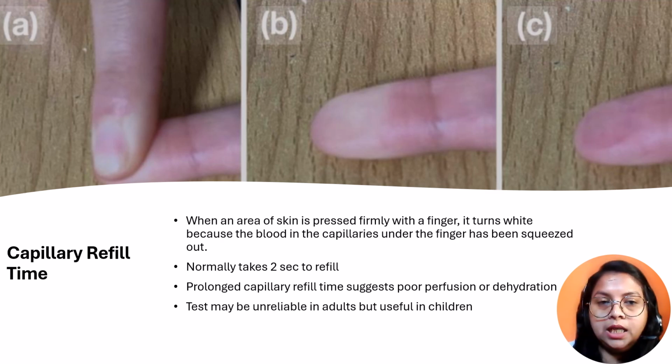Normally, it should take less than 2 seconds for the capillaries to refill once the finger is removed and the skin turns pink again. A prolonged CRT may suggest poor peripheral perfusion or dehydration. While this test is considered more reliable in pediatric assessment, it may have limitations in the adult population.